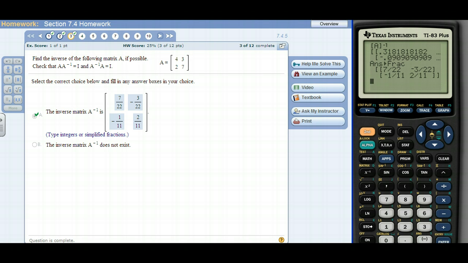Alright. So again, just make sure that you change it into a fraction. Don't put those decimals in there. Don't round the decimals and put those in there. Change it to a fraction.